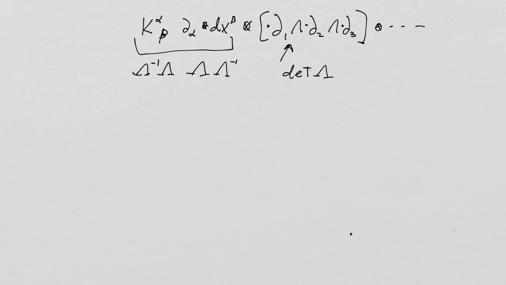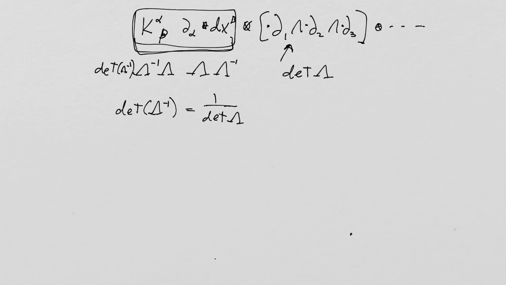And what does that do? Well, that forces me to multiply this one by det lambda inverse, right? But det lambda inverse equals 1 over det lambda. So this whole thing is just going to transform exactly the way a normal tensor would, but with an added factor of det lambda to the -1, right? So the weight becomes negative.